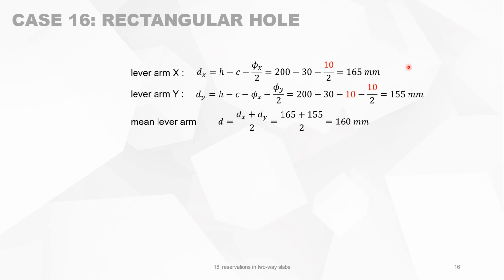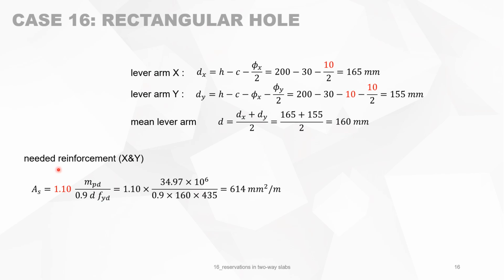We convert that into reinforcement. We assume diameter 10. We calculate the lever arm in X direction and in Y direction, and we take the mean lever arm, and it's 160 millimeter. The needed reinforcement is equal to the maximum bending moment divided by the lever arm and divided by the yield strength of the concrete, and we multiply by 1.1 because it's an upper bound method. We have 614 square millimeters per meter.